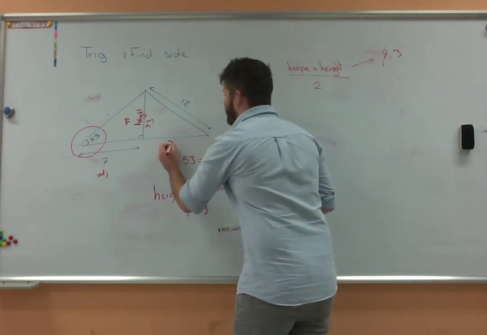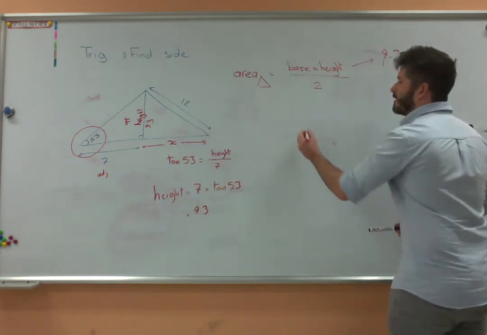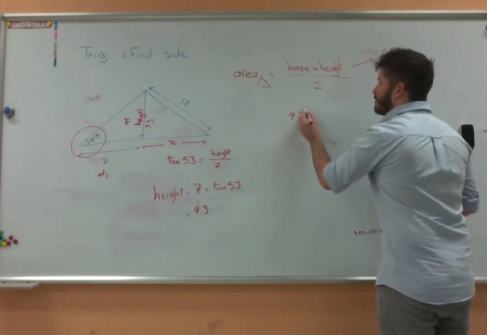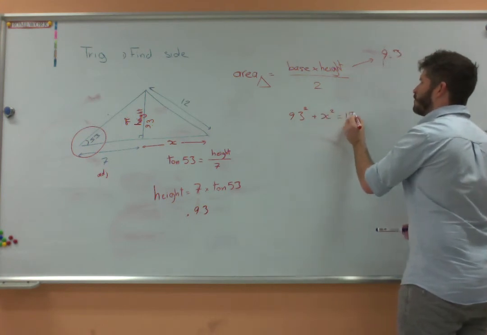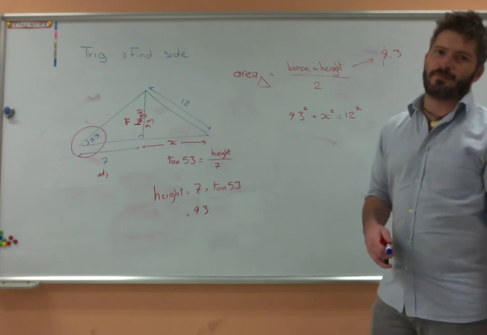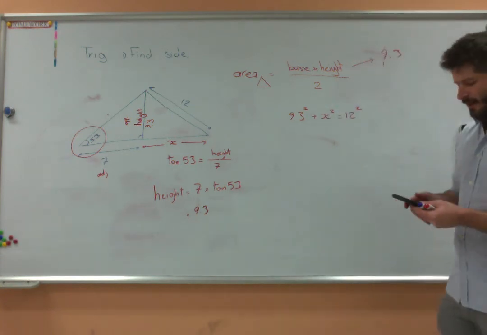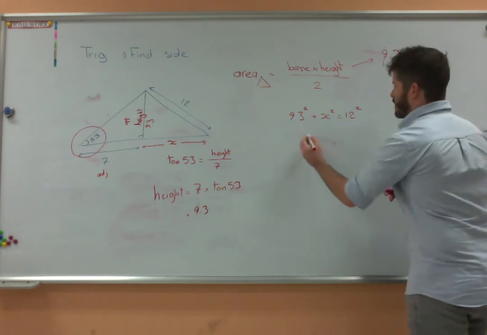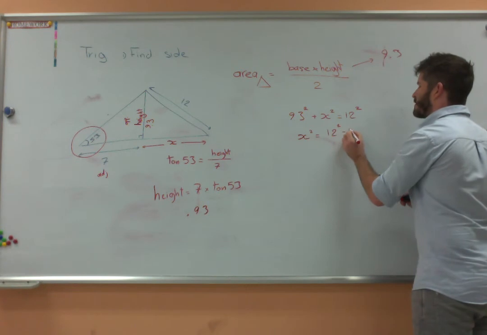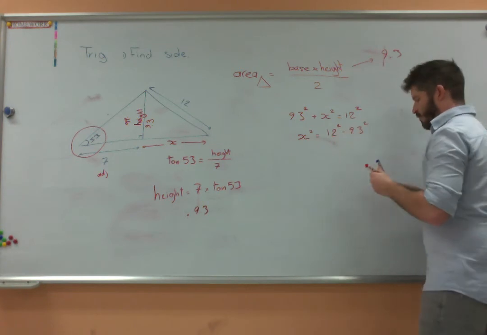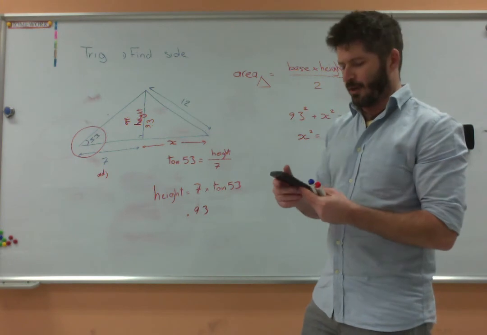So we're going to pick this length right here to be x, and we can simply write 9.3 squared plus x squared is equal to 12 squared. All right? Now that we have this, we should be able to isolate x squared. So let's check what x squared is equal to. Well, that will be equal to 12 squared minus 9.3 squared. Now, obviously, we don't want to do squares with decimals, so we're going to use a calculator for this.